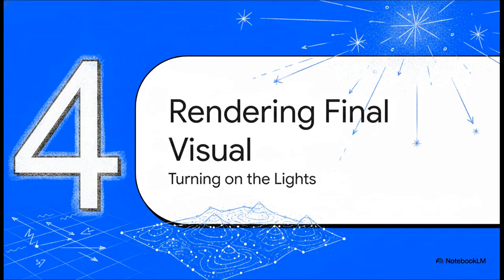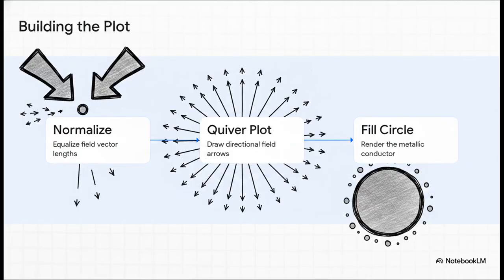And for our grand finale, Phase 4, rendering the final visual. Let's turn on the lights. Let's see how this builds our final plot. Step 1 is normalization. Think about it: if we plotted the raw field vectors, the arrows near the sphere would be absolutely huge, and the ones far away would be tiny little dots. By dividing the vectors by their magnitude, we force every single arrow to be the exact same length, making the direction of the field beautifully clear.